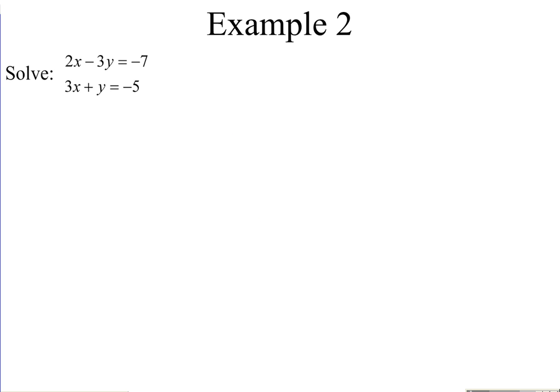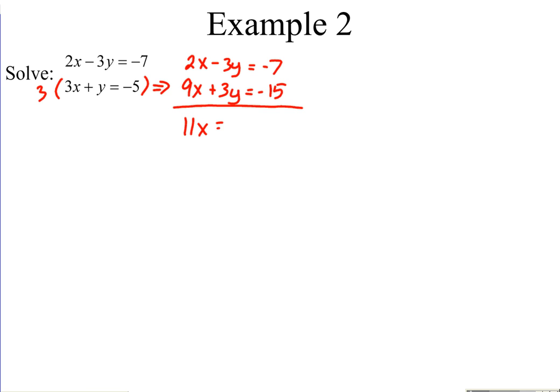Number 2. If you want to use substitution here, go ahead and use substitution. I'm going to use elimination. I'm going to eliminate y's, which means I need to multiply this bottom equation by 3. When we do that, we get 9x plus 3y equals negative 15. Top equation I'm going to leave alone. 2x minus 3y equals negative 7. And add them up. We get 11x equals negative 7 minus 15, which is negative 22. Divide by 11. We get x to be negative 2.